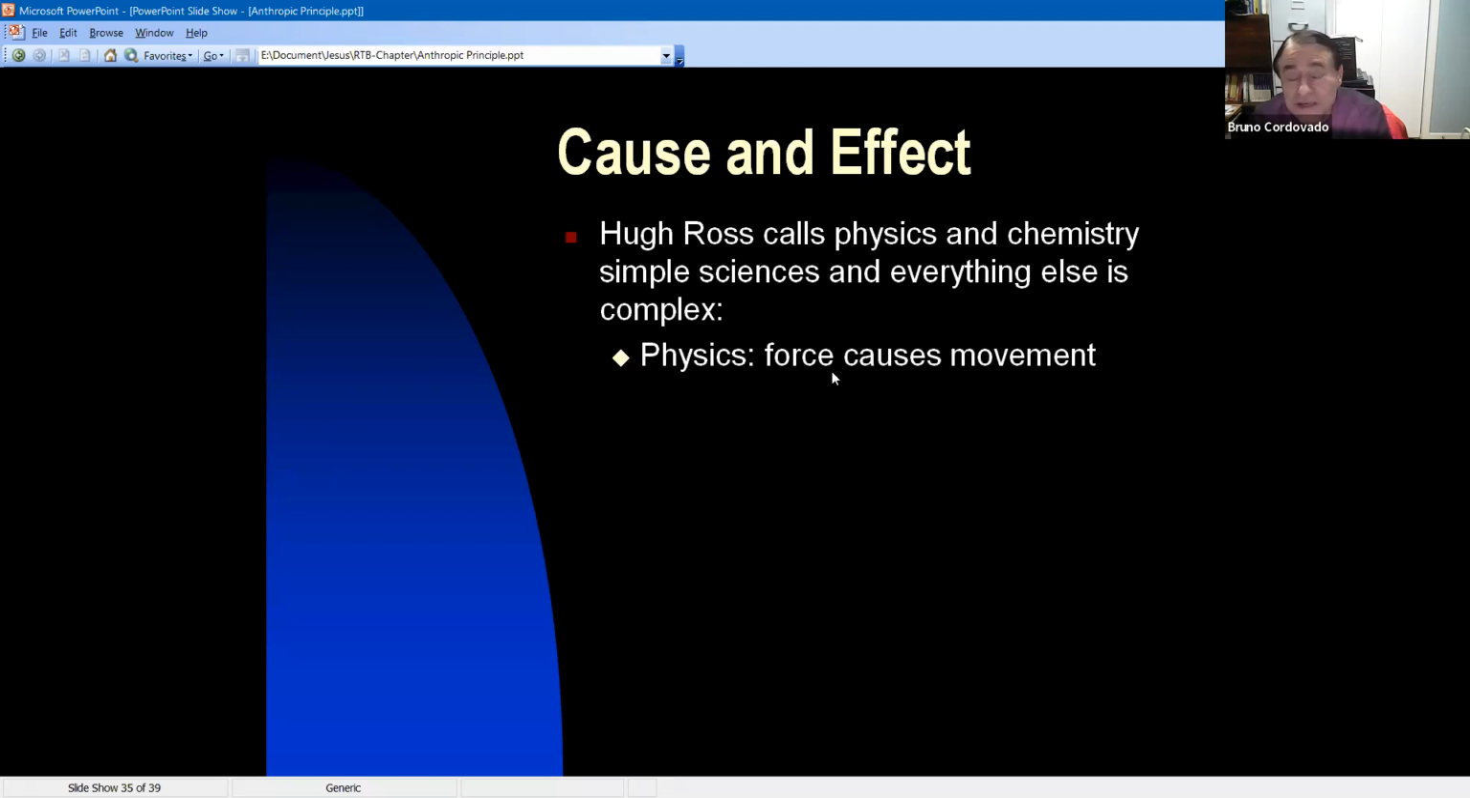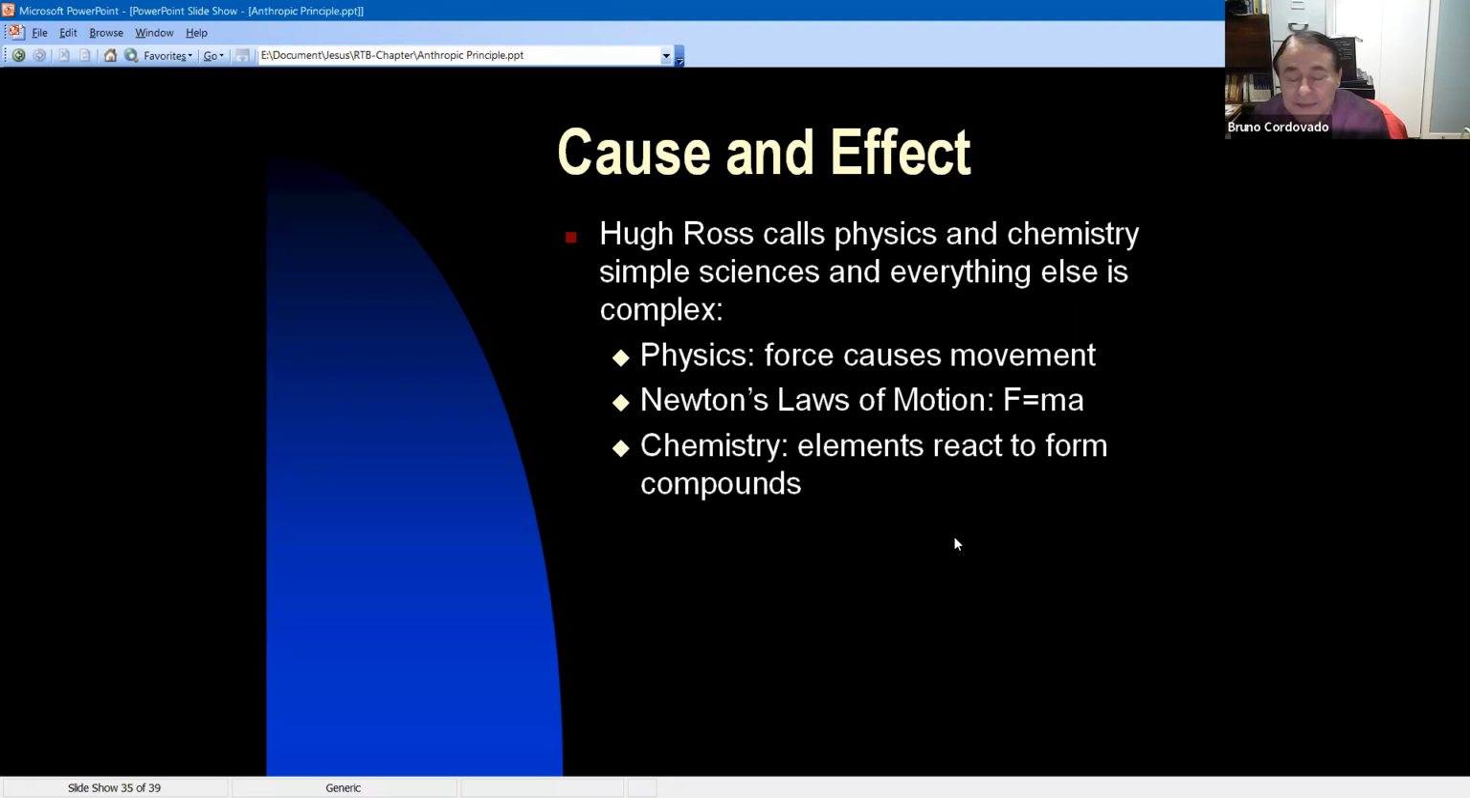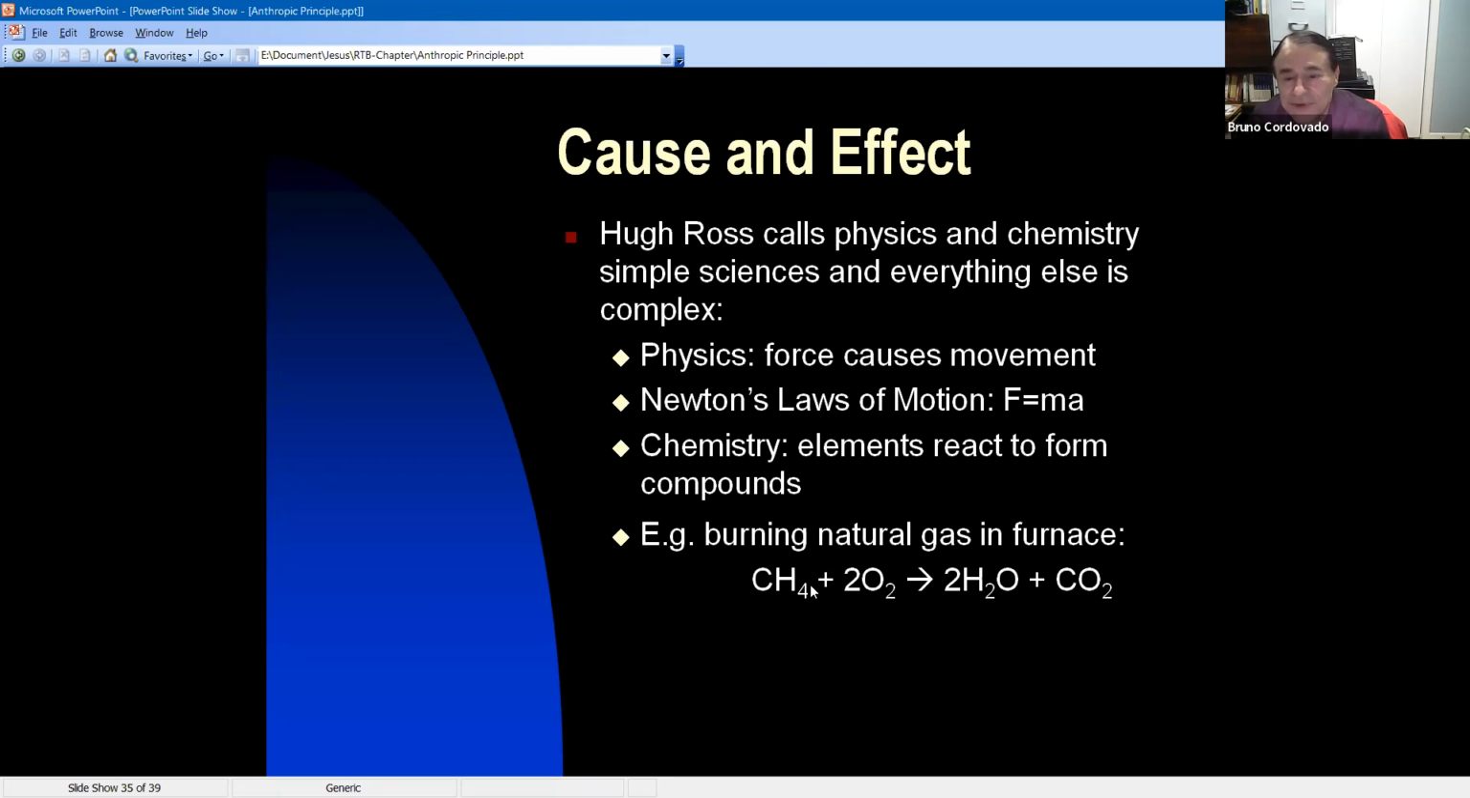So like, in physics, when you apply a force to something, it moves. Newton's laws of motion: the most basic one is that the force you apply to an object of a certain mass produces a certain acceleration. In chemistry, elements react to form other compounds. In your furnace, you burn methane with oxygen, and you produce water and carbon dioxide.